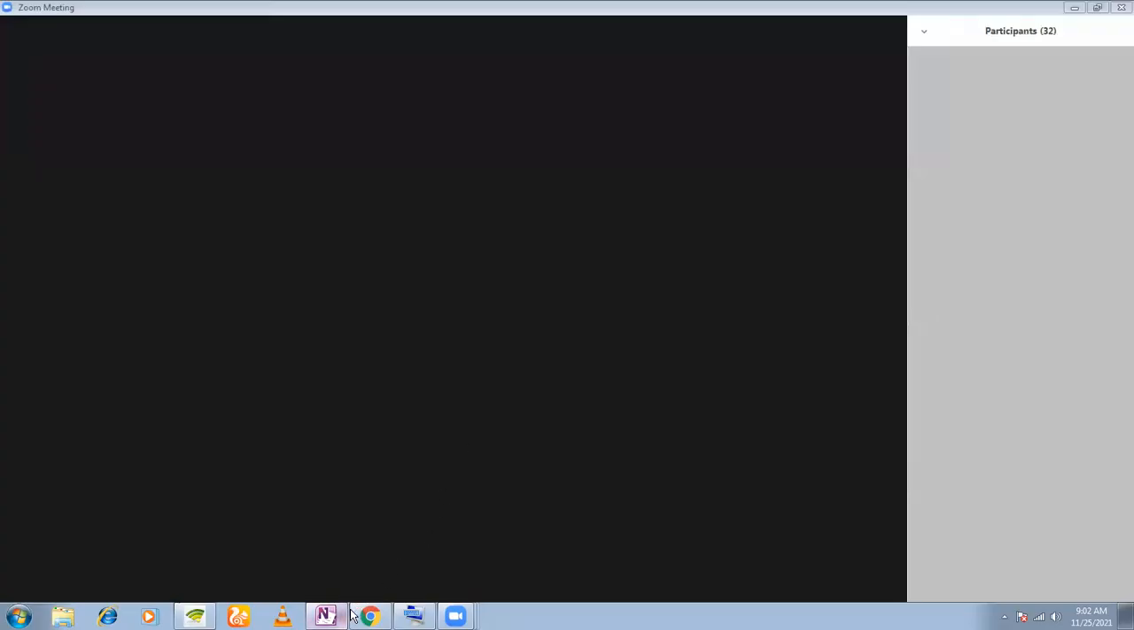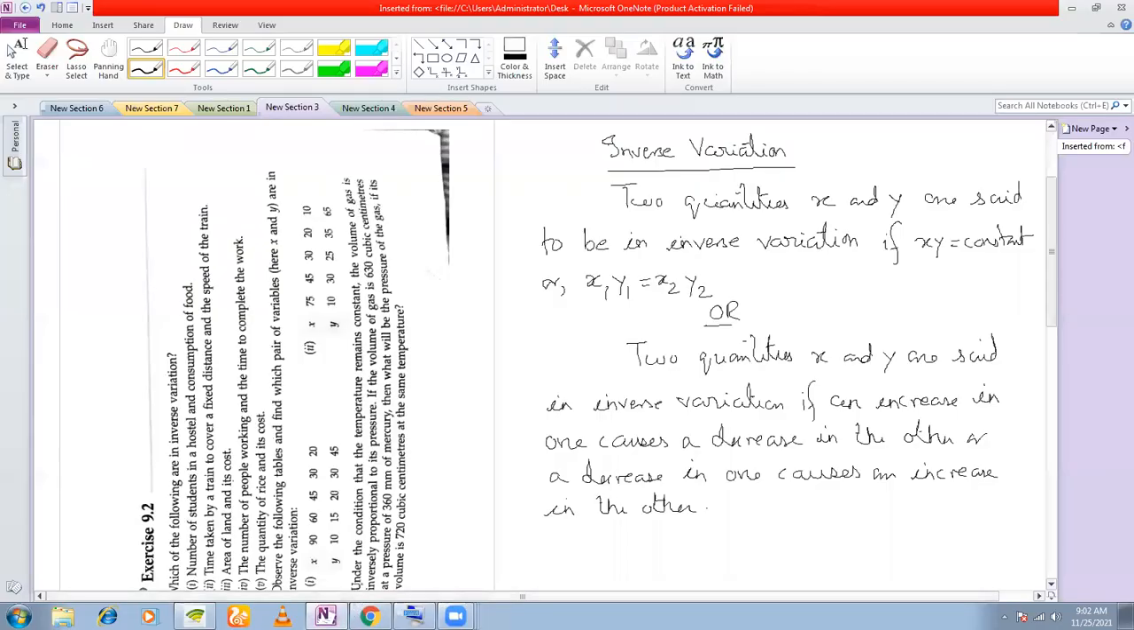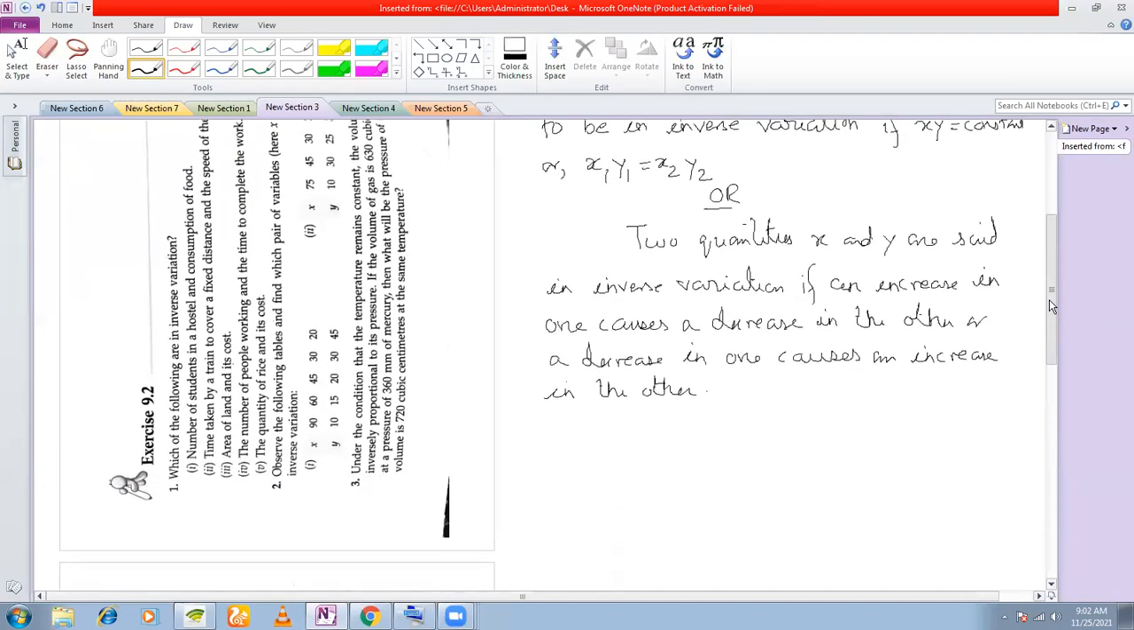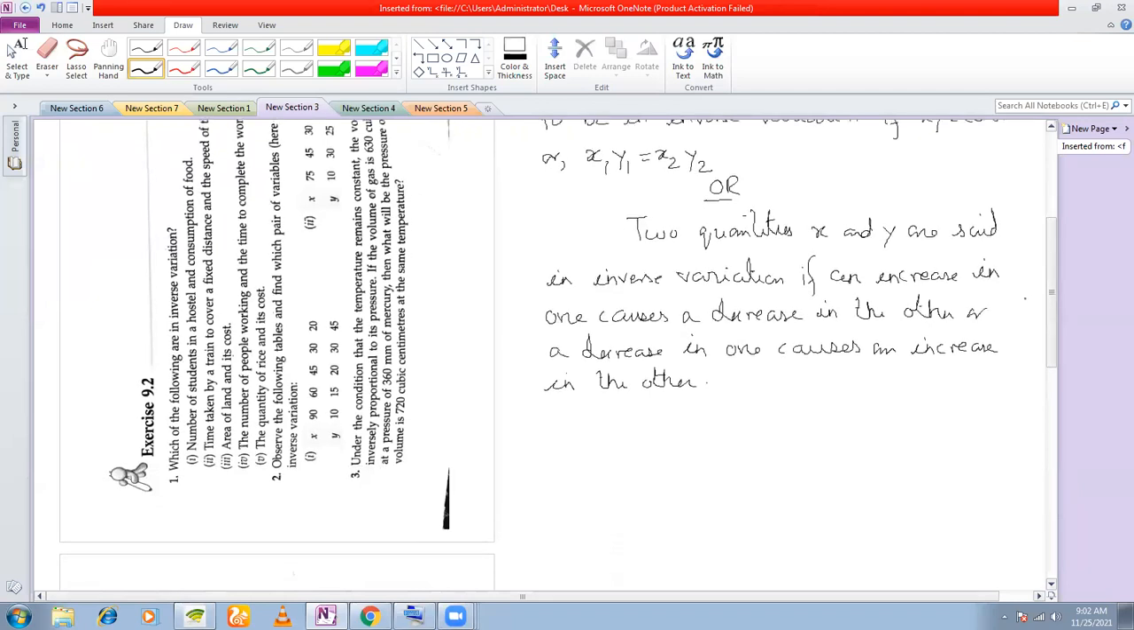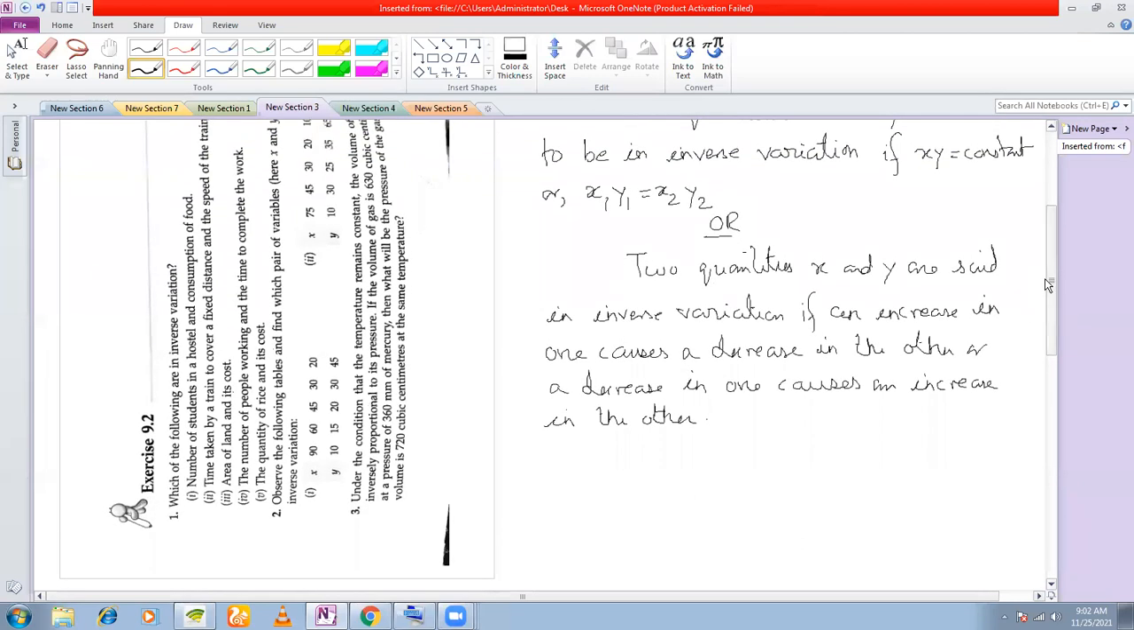What can be a real life example for this? For inverse variation? Excuse me, sir, the screen is getting black every time. Yes, I know.